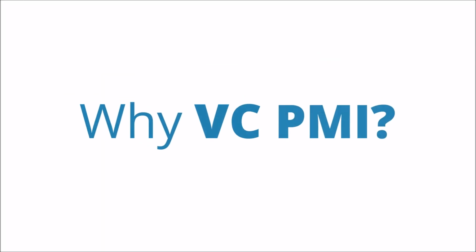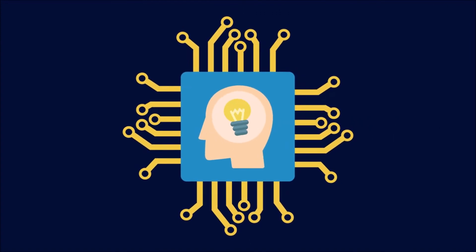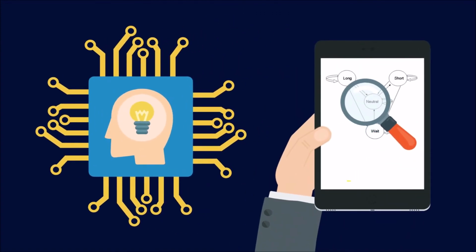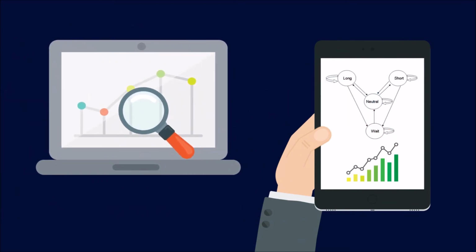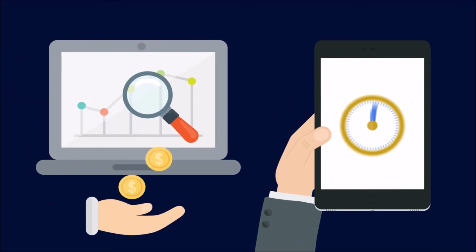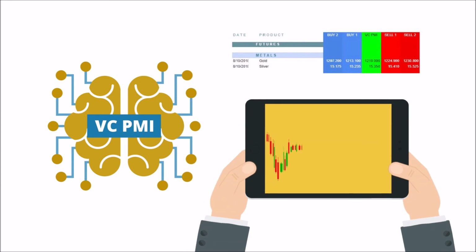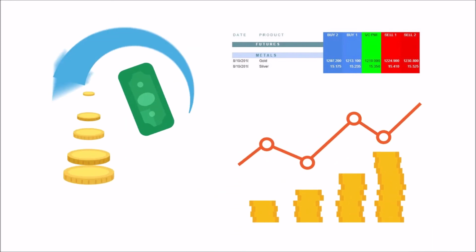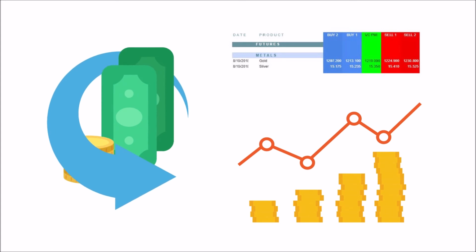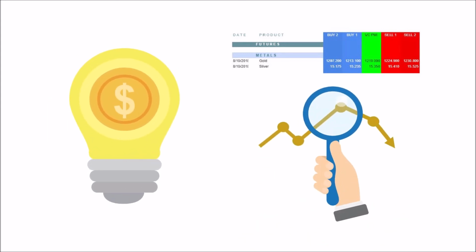Why VC PMI? The VC PMI relies on artificial intelligence to analyze markets and predicts future movements, which seek to determine what a security or commodity is worth at a given point in time. The VC PMI uses technical analysis in the form of mean reversion trading, which seeks to capitalize on extreme changes in the pricing of a particular market based on the assumption that it will revert to its previous state.